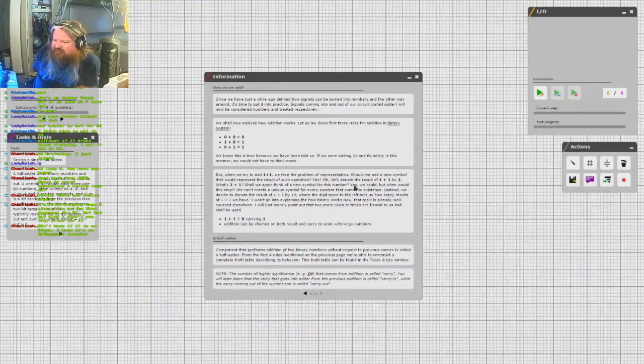A component that performs addition of 2 binary numbers without respect to previous carries is called a half adder. From the first 4 rules mentioned on the previous page, we are able to construct a complete truth table describing its behavior. The truth table can be found in the tasks and tips window. Note, the number of higher significance, i.e. the 1 of the 10, that comes from addition is called carry. You will later learn that the carry that goes into the adder from previous additions is called carry in, while the carry coming out of the current one is called the carry out.